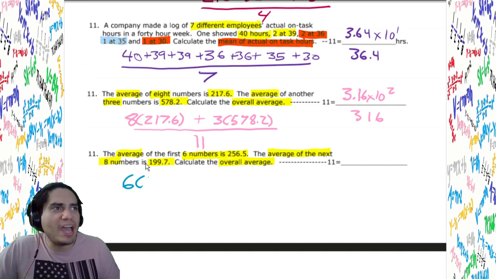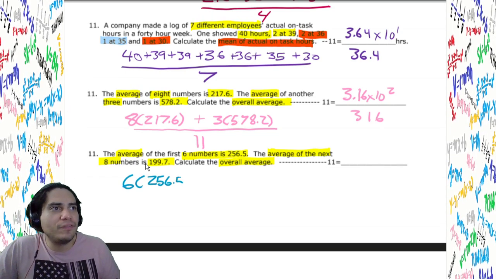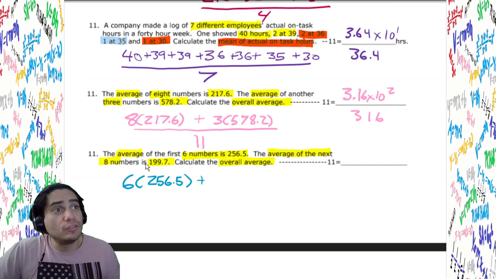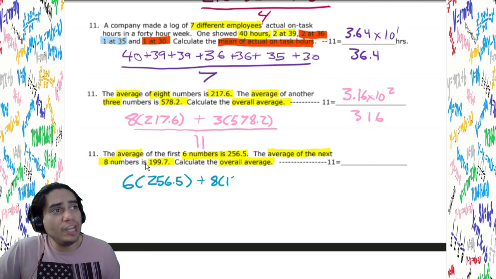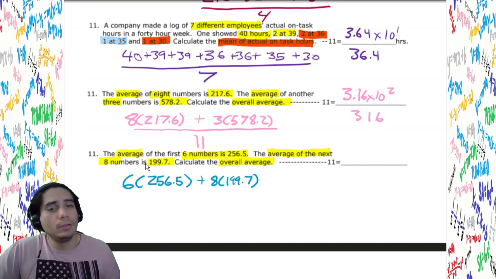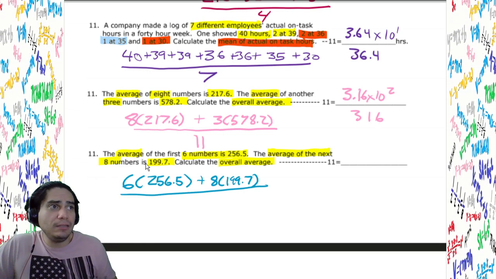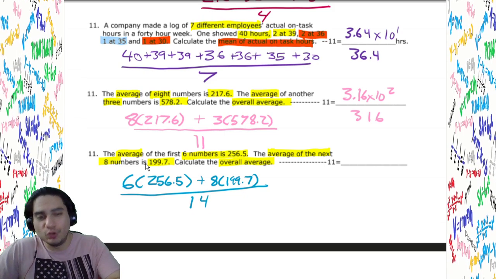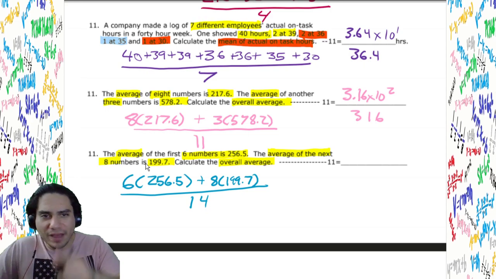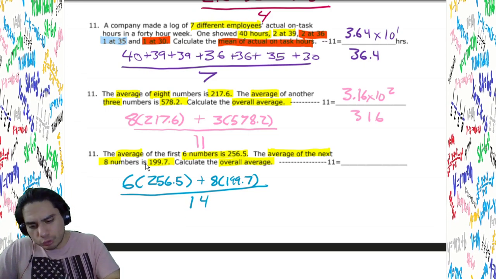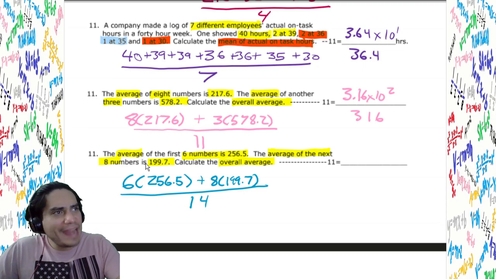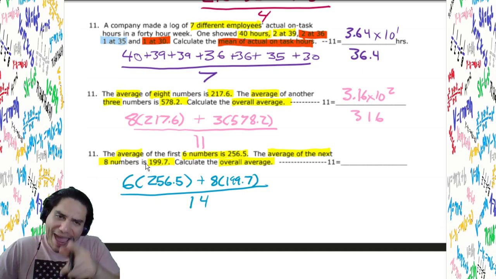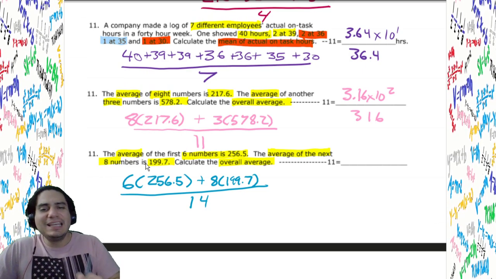We're going to do 6 times 256.5 because there's 6 numbers, and we're going to add it to 8 times 199.7. 6 and 8 make a total of 14. And now we could do this problem. 256.5, we hit enter, 6 multiply, 199.7, enter, 8 multiply, and we're going to add them. And we're going to do 14 divide.